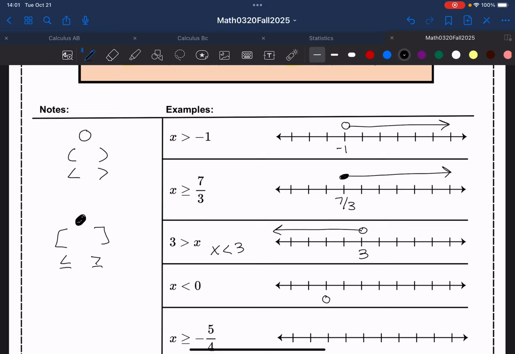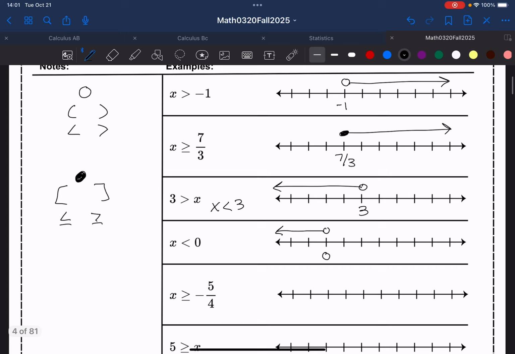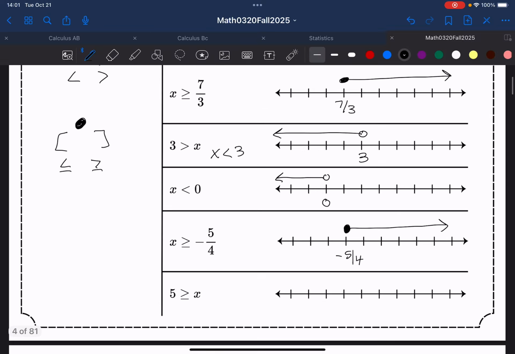On the next one, I'm going to put 0. This says x is less than 0. Another open dot because it's not included, and then I'm going to point my arrow to the left. Then I have x is greater than or equal to -5/4, so here's my -5/4. Greater than or equal to tells me it's a solid dot, and I'm going to go to the right. And then lastly, I need to write this in proper notation, so this becomes x is less than or equal to 5. So I write 5 with a closed dot. Less than or equal means everything to the left.